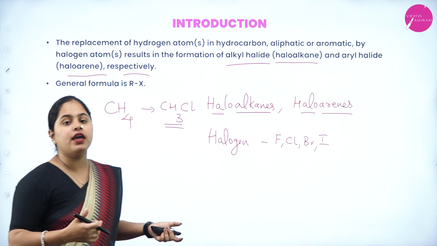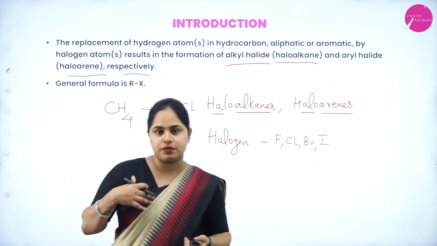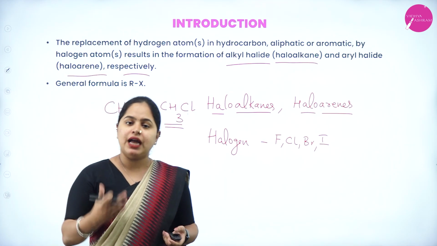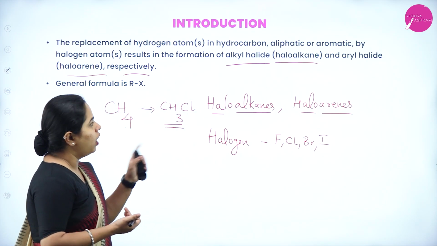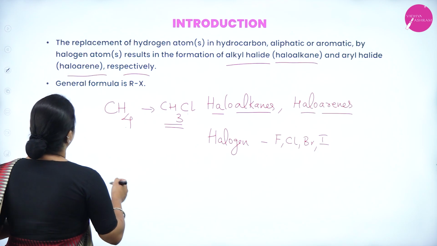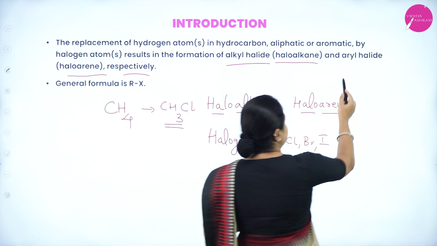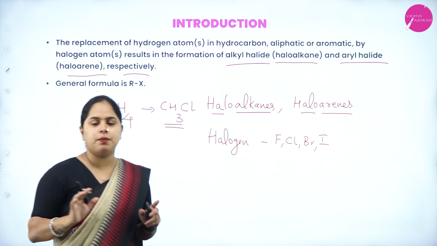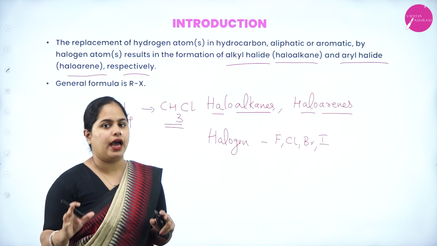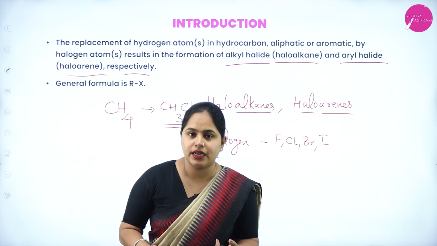So in the same way, from an arene, if a hydrogen atom is replaced and substituted by another halogen atom, it becomes haloarene. Okay, another name for it is aryl halide. So alkyl halide, aryl halide. So I hope it is clear. This is the basics of haloalkane and haloarene. So I hope how it is obtained is clear for you.